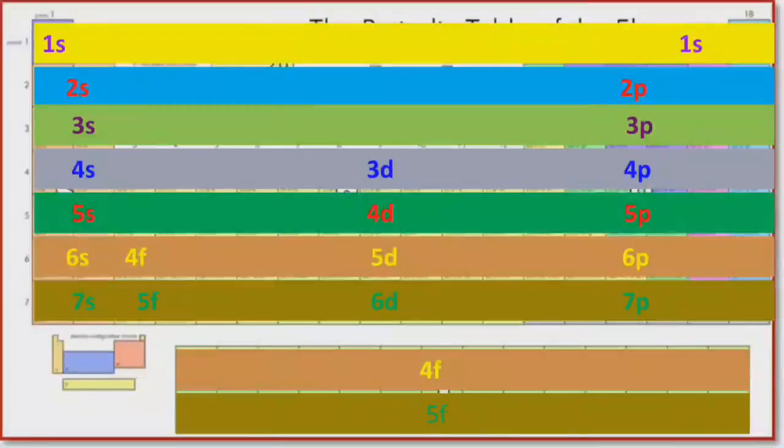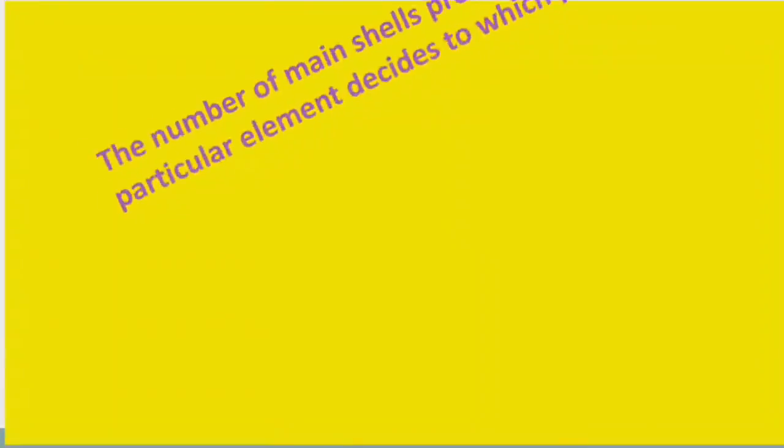4f series elements are also called lanthanides. They are placed after lanthanum and they resemble lanthanum. That's why they are called lanthanides. 5f series elements are also called actinides. They are placed after actinium and they resemble actinium in their properties. That's why they are called actinides.